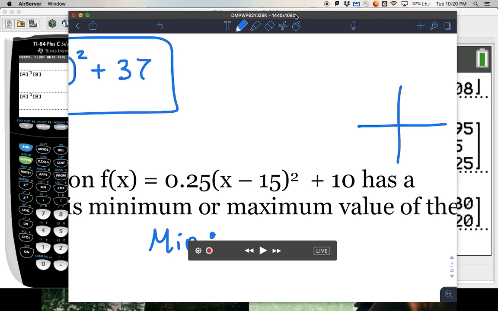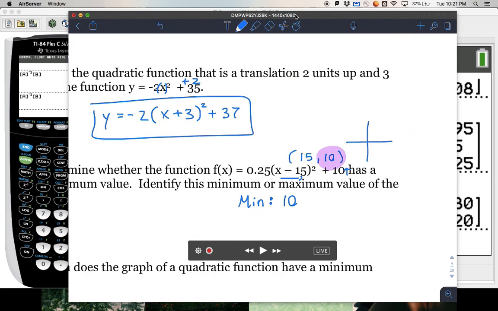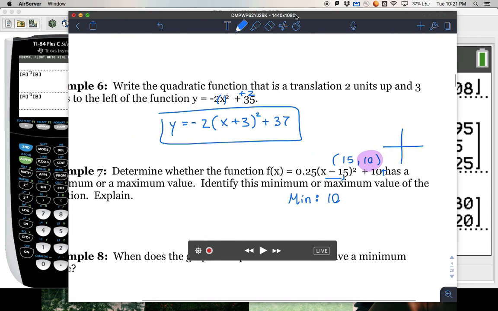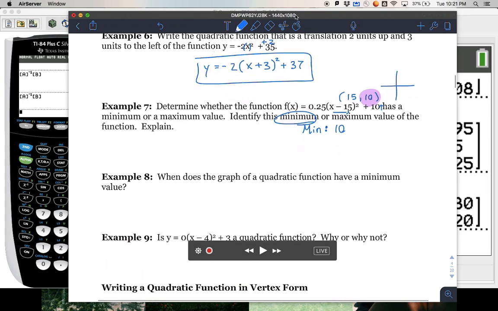And as far as what the minimum value is, it's usually going to be the y portion of your vertex. So this vertex here, right 15, up 10. So 15, 10. So like we said, the maximum is going to be the y piece of your vertex right there. So we'll say the minimum is 10 right there. Or I said maximum there, I meant minimum. So it's a minimum of 10. I'll explain, kind of already did that, so yeah, we're good.